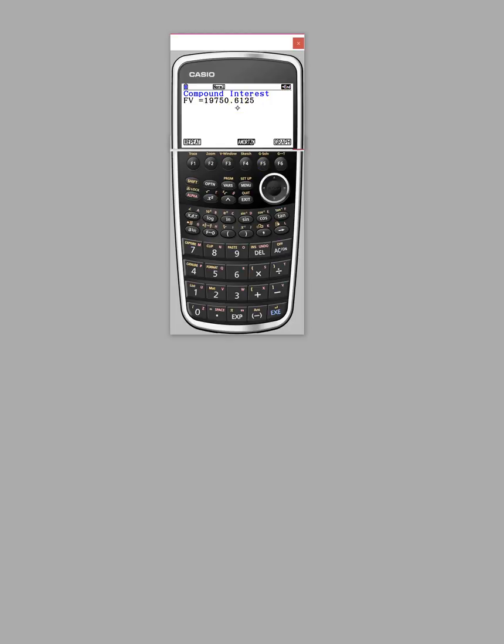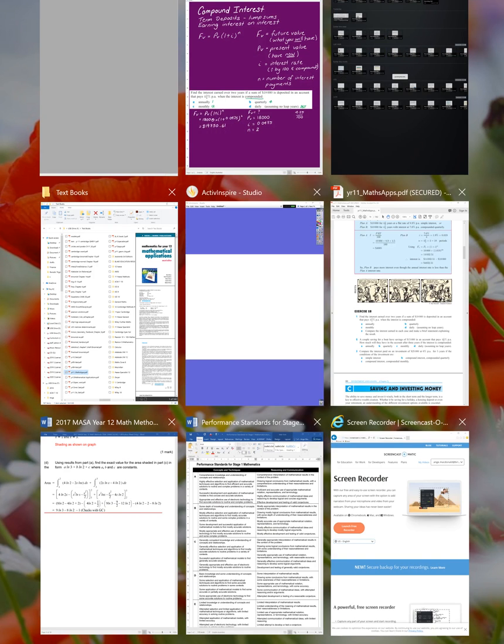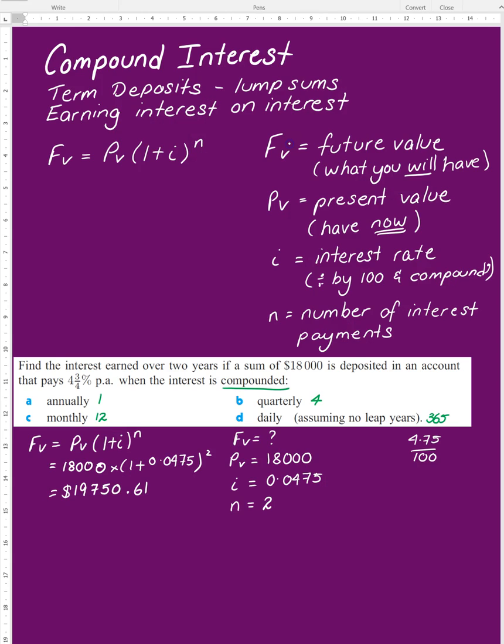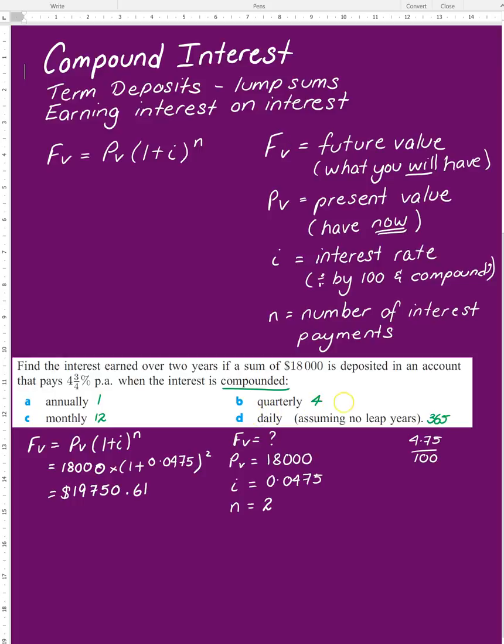Okay, so let's go back and see how it changes when we do the next one, when it compounds quarterly. So let's see how things change when it's now quarterly. Our future value, we're still trying to find that, so I'm just going to put it to the side a little bit here now.